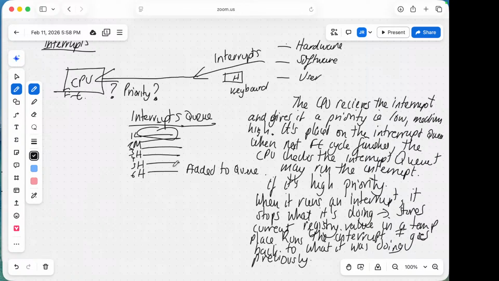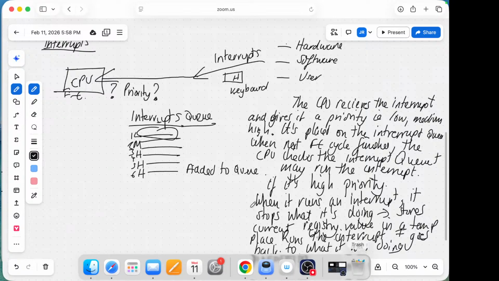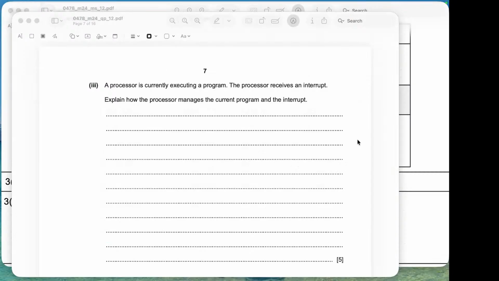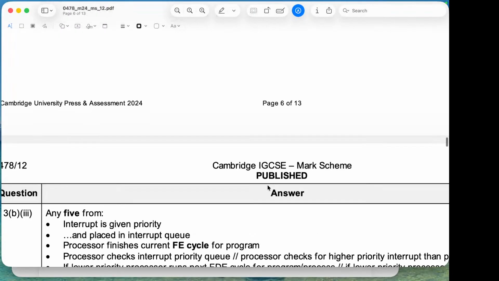So that is basically what the interrupt does. How I would answer it. So let's have a look at the mark scheme. There are a few extra bits in the mark scheme. I don't know whether you need to put this much detail in.